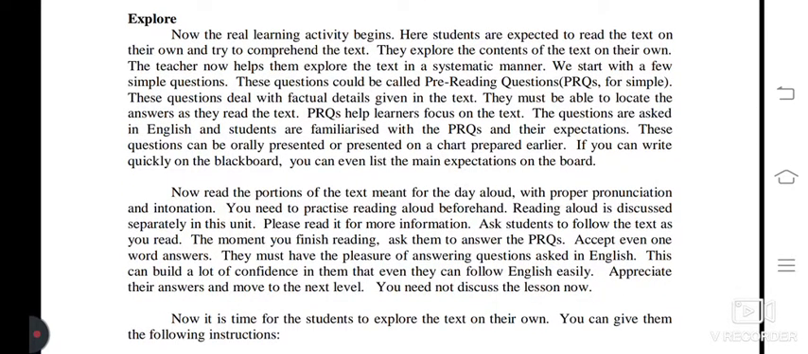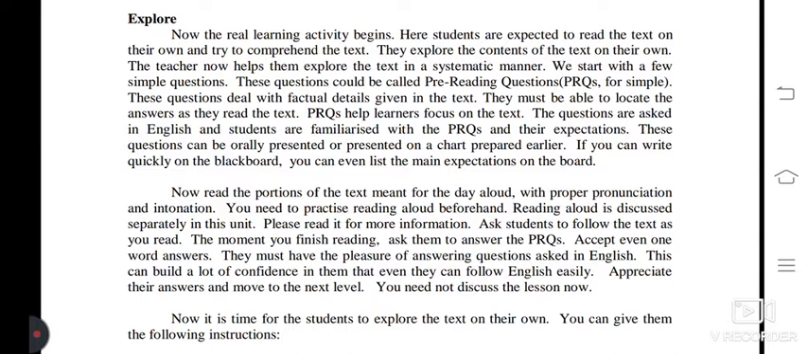Now read the portions of the text meant for the day aloud with proper pronunciation and intonation. You need to practice reading aloud beforehand. Reading aloud is discussed separately in this unit. Please read it for more information.